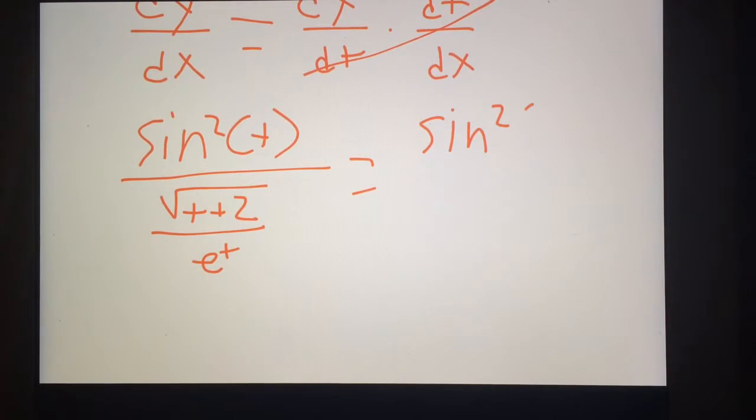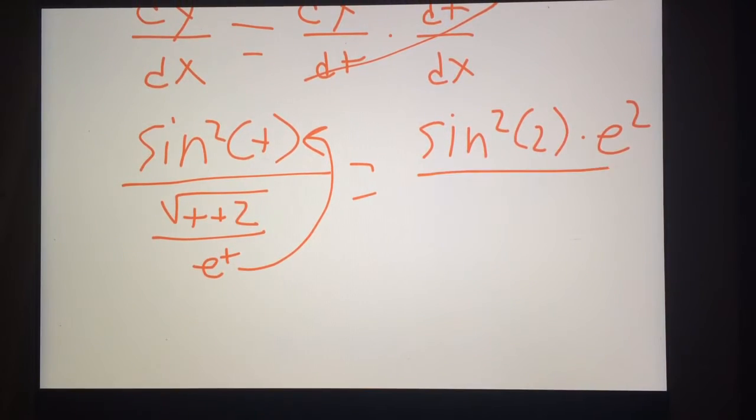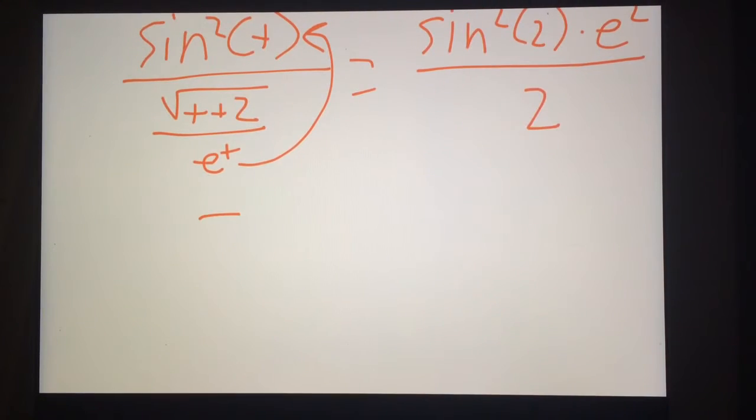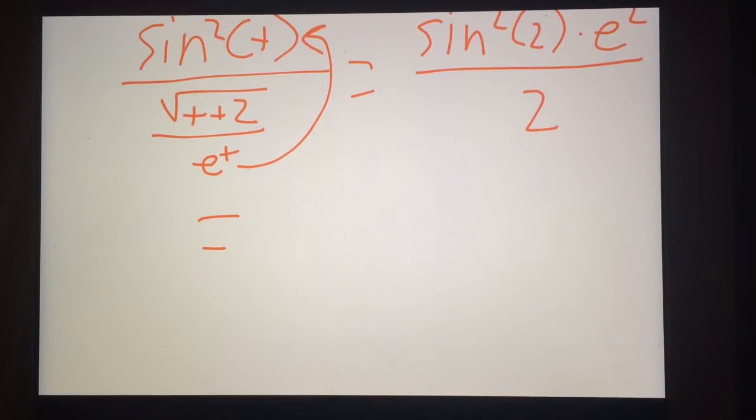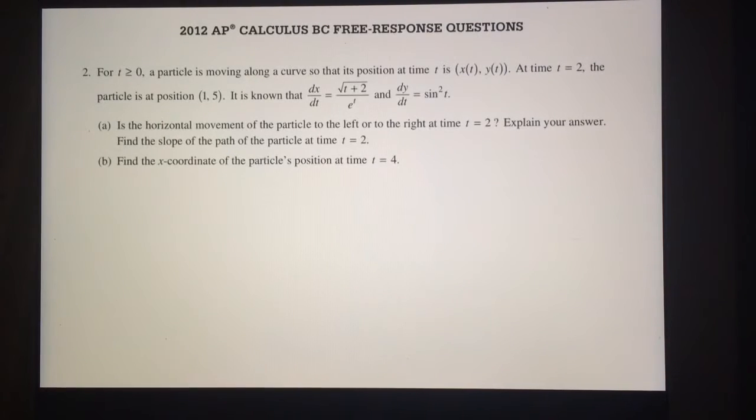Sine squared of 2, and we can bring this e up times e squared all over 2. And if you figure that out, it equals about 3.054. It's just that easy, folks.